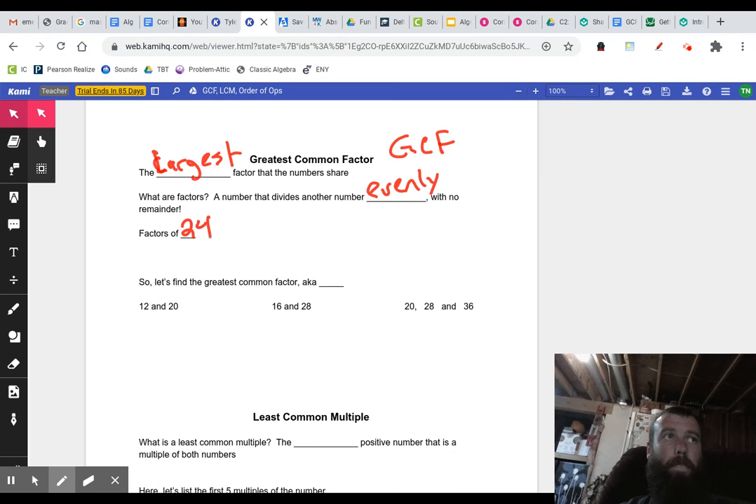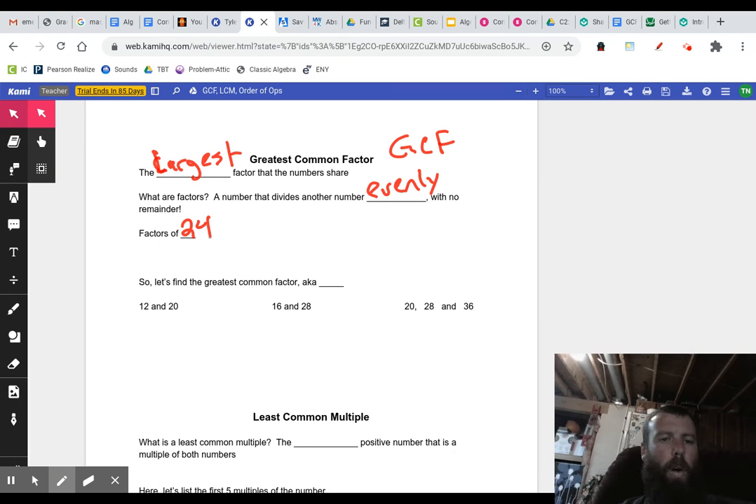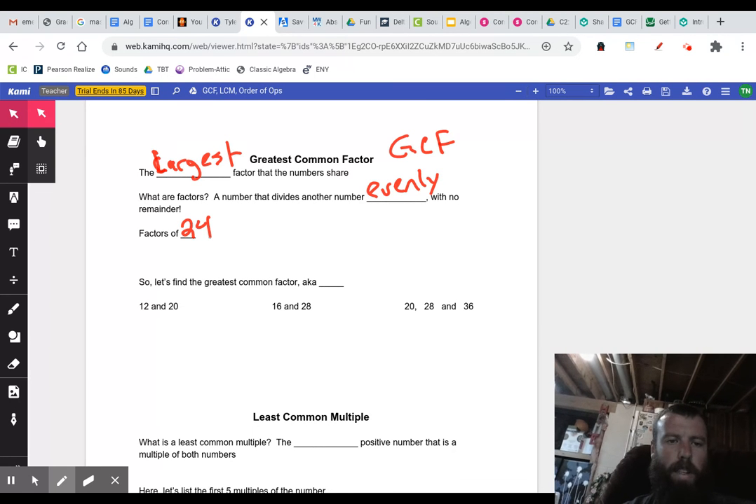So one that'll always come to mind is 1 times something, right? 1 and 24 are factors of 24 because 1 times 24 is 24. What else is a factor of 24? You're probably thinking 2. It's even, so 2 goes into it. 2 times 12. Does 3 go into 24? Yes, it does. 3 times 8. Does 4 go into 24? Yes, it does. 4 and 6.